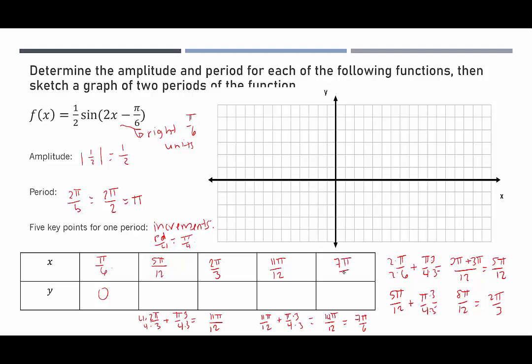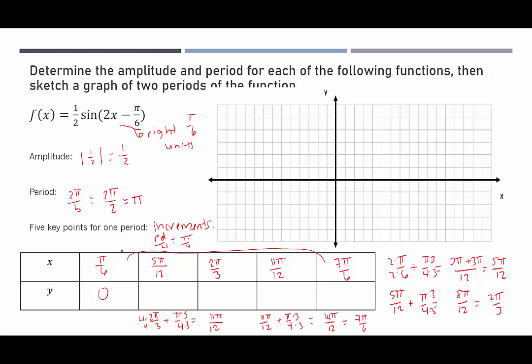7 pi over 6. Just to check, we can't confirm based on the period because we did have that horizontal shift, but if we take the end point of the period and subtract the beginning point of the period, that should equal pi. So 7 pi over 6 minus pi over 6 should equal pi, which it does because it would be 6 pi over 6, so that's good. So I feel good about the x coordinates.